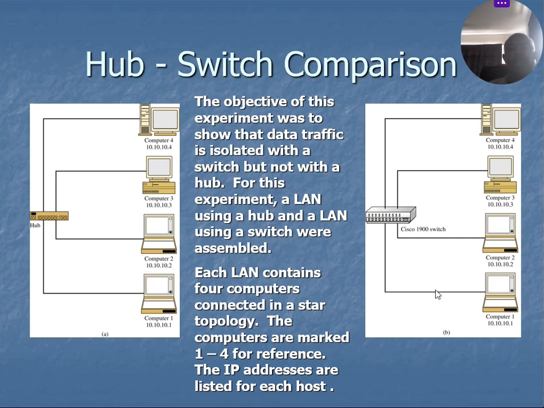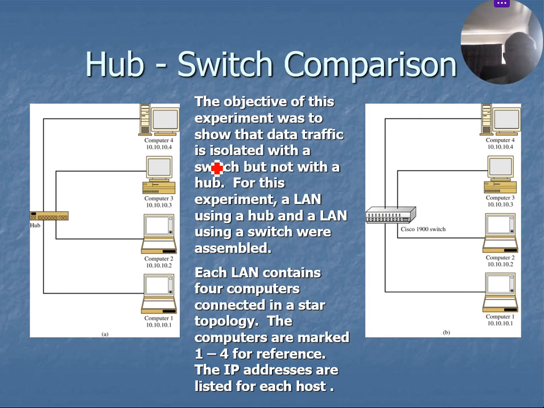Now let's take a look at the hub and switch comparison. What you see on your left is a hub with 4 devices connected to it, and on your right is a switch with 4 devices connected to it. This experiment is to find the differences between a hub and a switch. The objective was to show that the data traffic is isolated with a switch, but not with a hub.